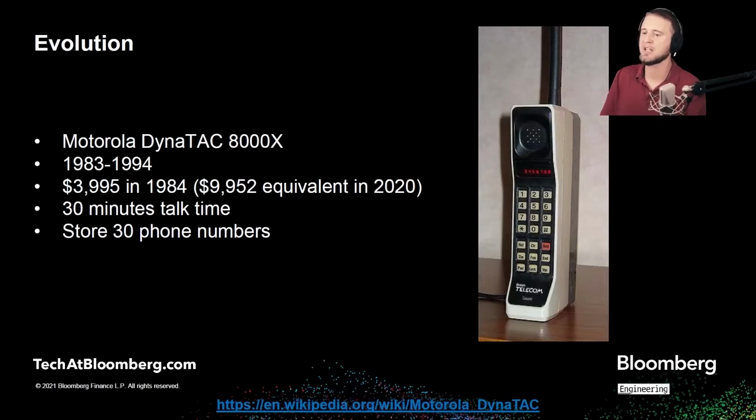Look at this bad boy, Motorola Dynatac 8000X. Woo! This hot device could not only provide 30 minutes of talk time, but also store up to 30 phone numbers. All of that for under $4,000 in 1983, $84, which is more like 10,000 bucks today. So think about that. Looks a little bit ancient.